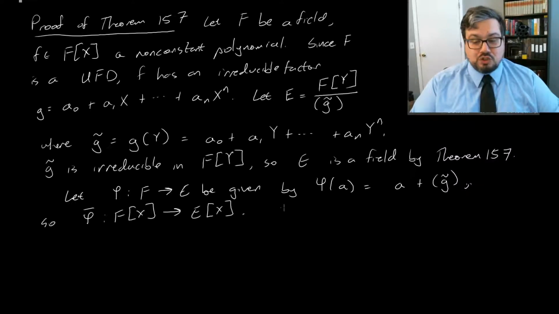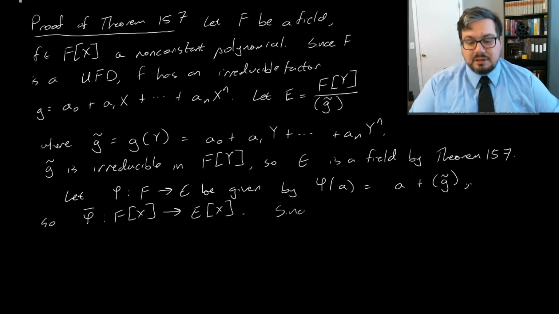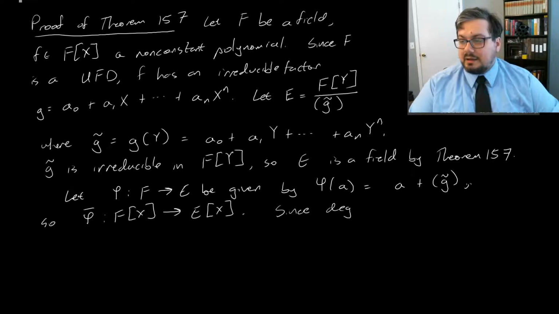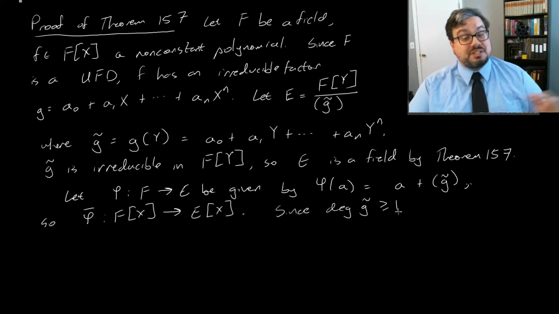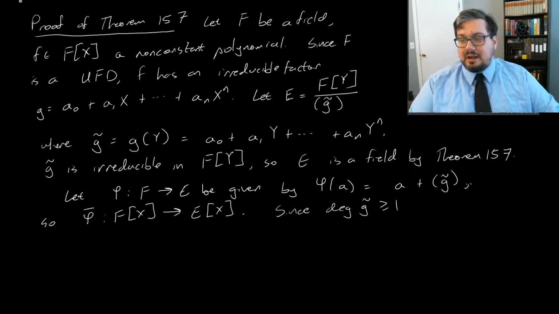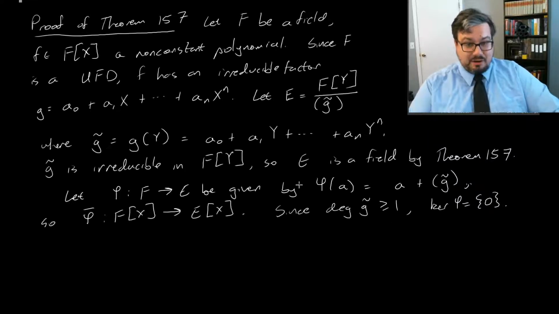Okay, so now, since the degree of G tilde is greater than or equal to 1, G is irreducible, and so it must have a positive degree, we have that the kernel of phi is only the zero element.